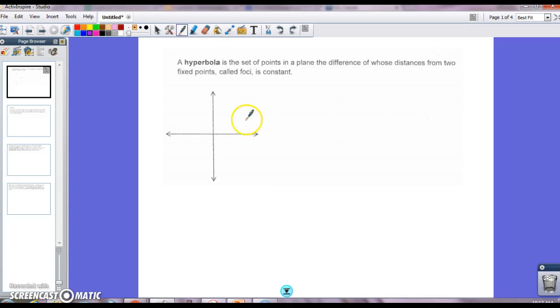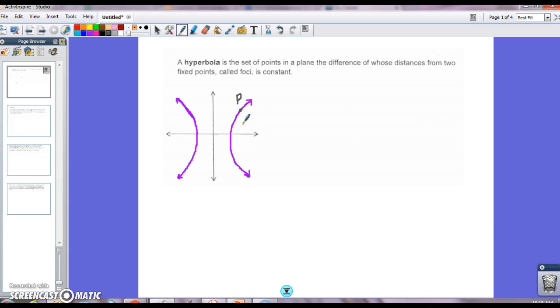If I have a hyperbola drawn in, roughly right about there, so there's my hyperbola. If I were to pick a point, so let's say I were to pick this point right here, I'll call that point P, right there on my hyperbola.